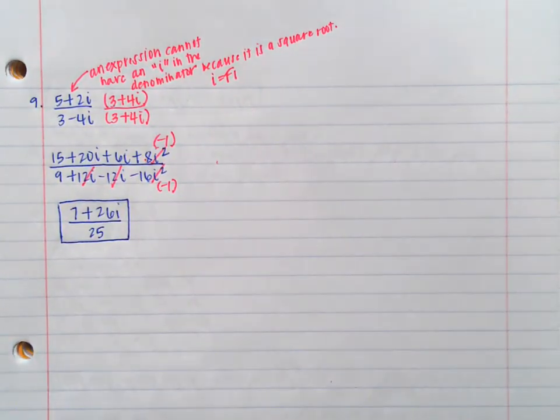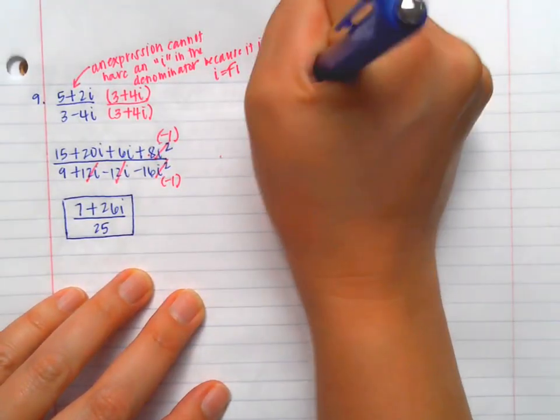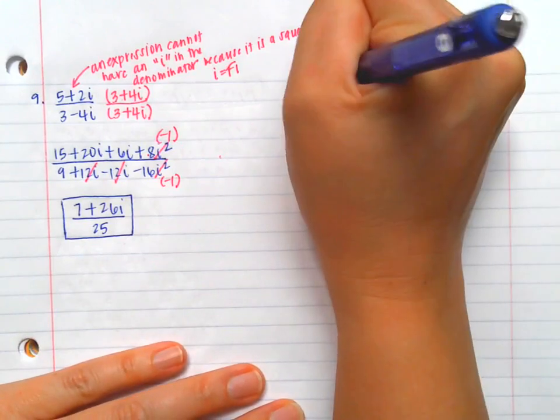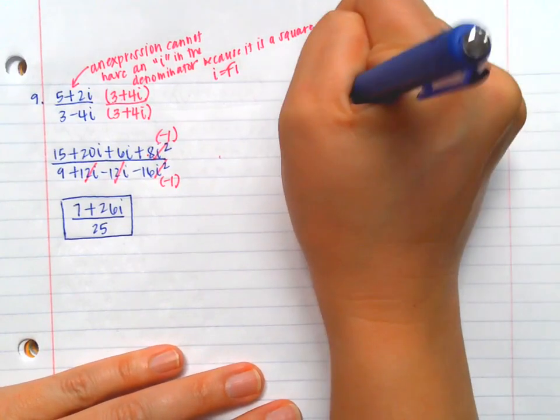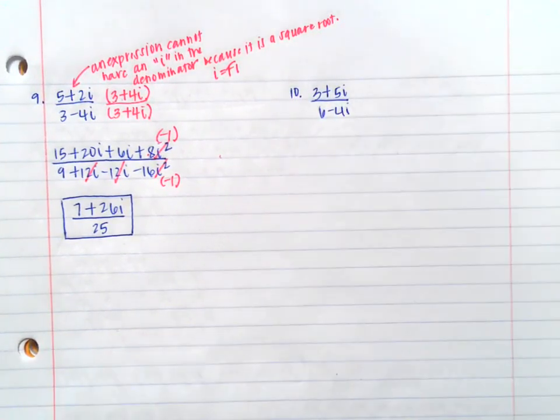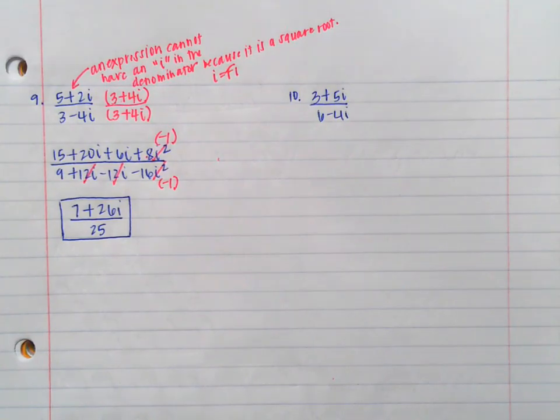Okay, so then what I want you guys to do is look at the next problem. I'm going to have you guys try this one on your own. Number 10 is going to be 3 plus 5i divided by 6 minus 4i. First, just think about what you are going to multiply top and bottom by to get rid of the i in the denominator, because remember, that's our whole goal, is to get rid of i in the denominator. So pause and think about what you're going to multiply, write it down, and come back and check your work.